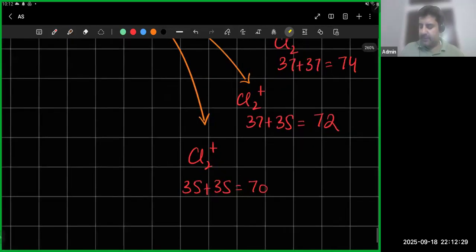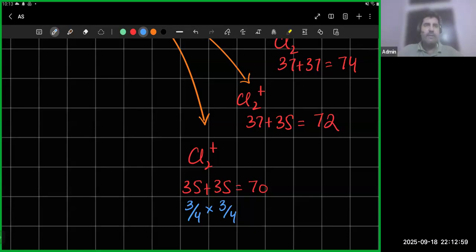Okay, now come to this. What are the chances of getting both atoms to be 35? The chance of getting Cl35 was 3/4, and the chance of the other Cl atom being 35 again is also 3/4. So when an "and" comes, the probabilities get multiplied.